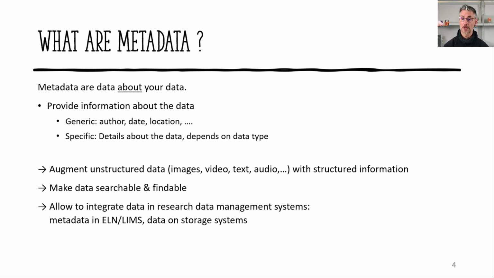They provide information about the data, like very generic ones, like the author of the data, the date it was created, location, and so on, but also very specific metadata that are unique to the type of data that we handle. So we, for example, can augment unstructured data like images, videos, text, and so on with structured information, as we've seen in this simple example. And that helps us to make data searchable and findable. So once we have, for example, the image tags and geotags, we can say, give me all images at Aachen University.